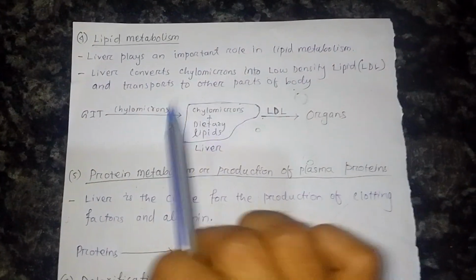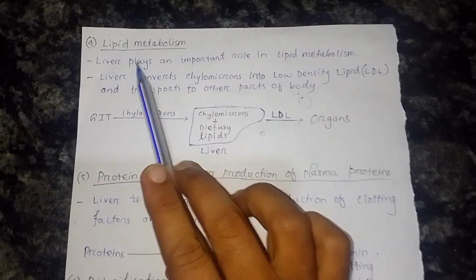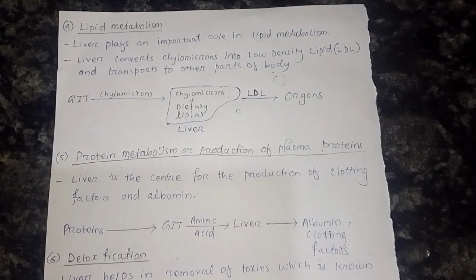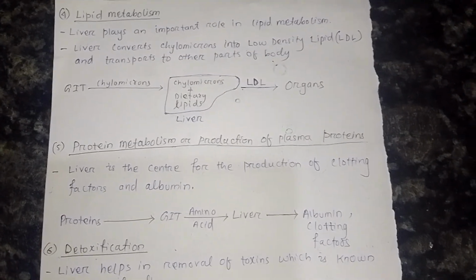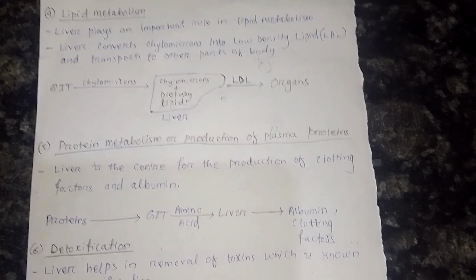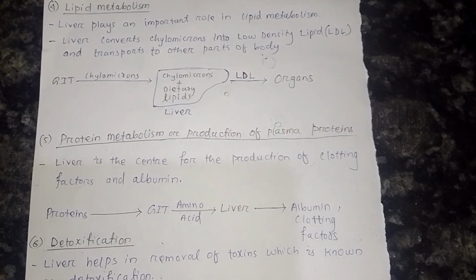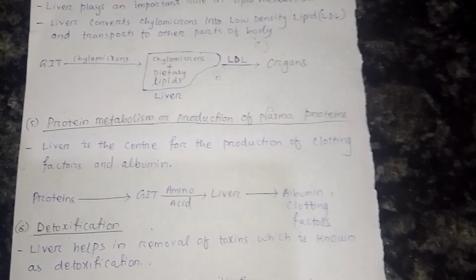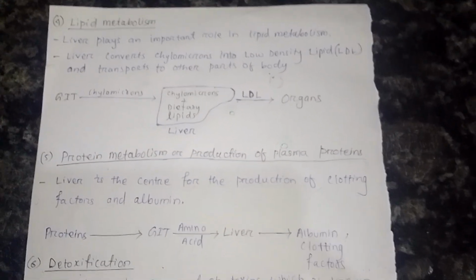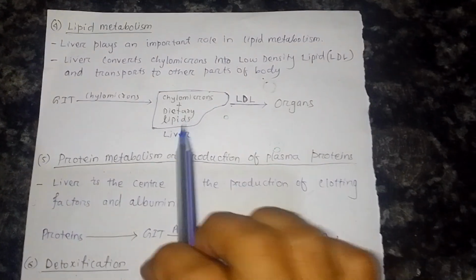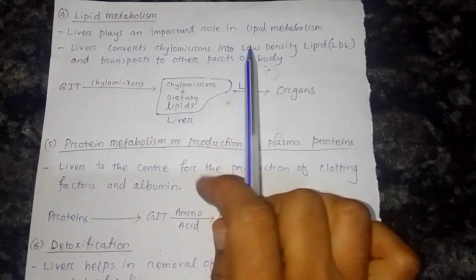Now let's see how liver helps in lipid metabolism. Earlier I told you that the metabolism of lipid or emulsification of fat is very much important because it is mostly done by liver with the help of bile salts and bile pigments. So liver plays an important role in lipid metabolism.